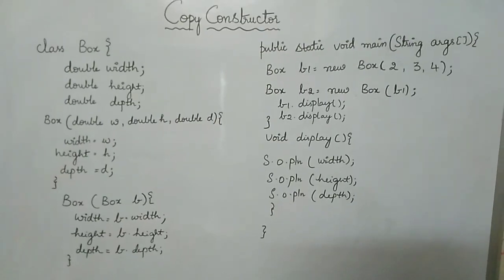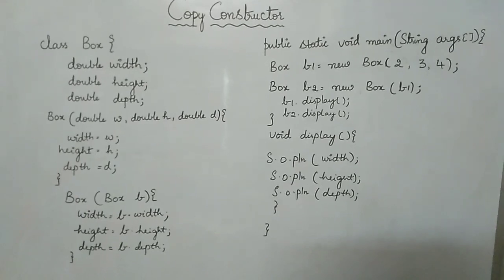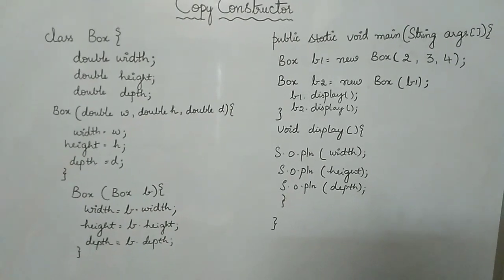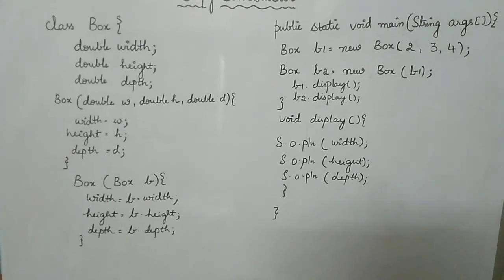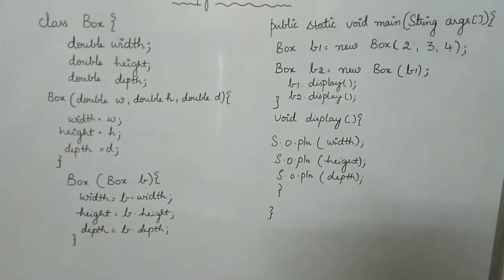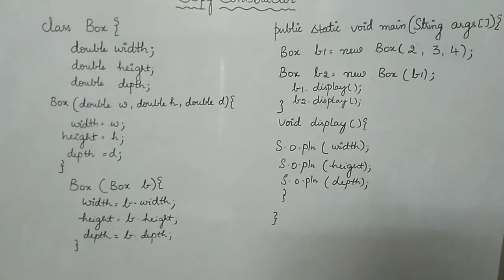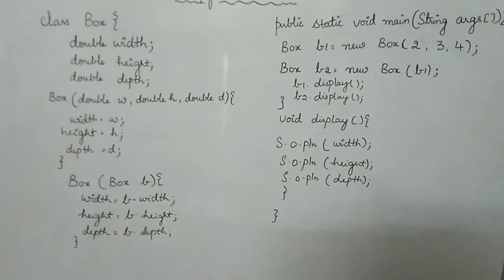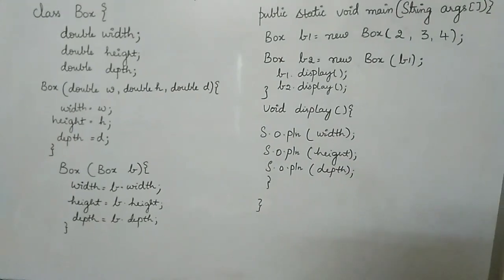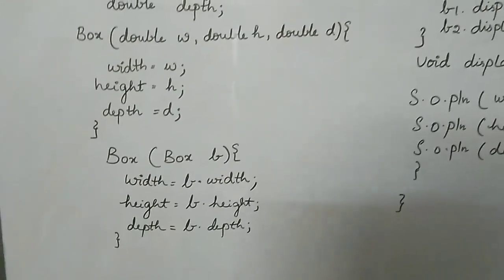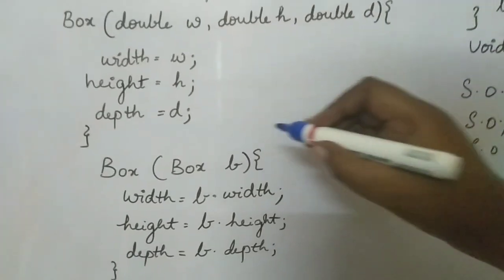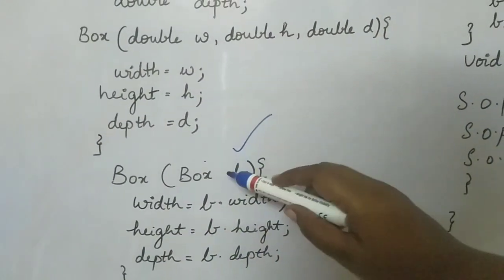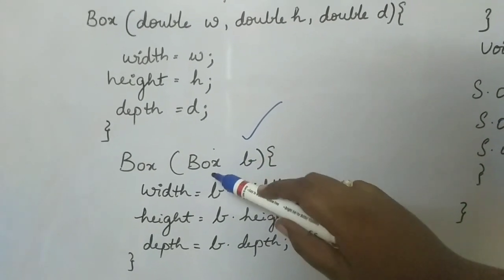Let's see this example. Here I have taken a Box class. Inside the Box class there are three instance variables: width, height and depth. There are two constructors. One constructor takes parameters width, height and depth, and we are assigning them to the instance variables, and the other constructor takes an object as a parameter. You can see that this constructor takes an object of the same type as the class.